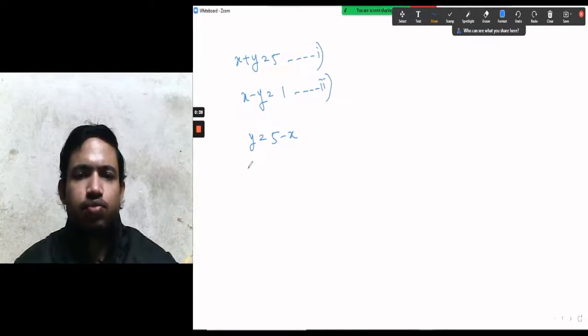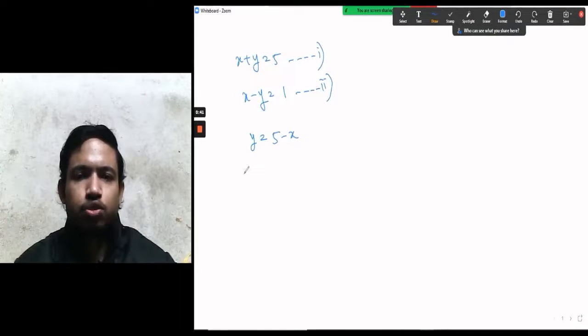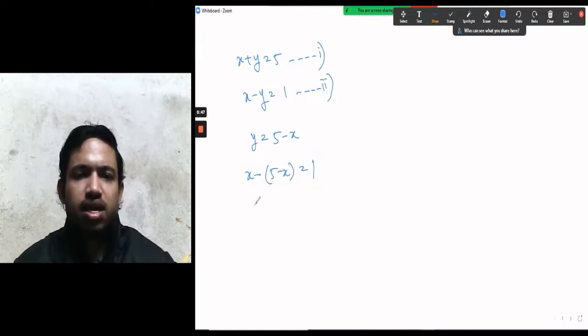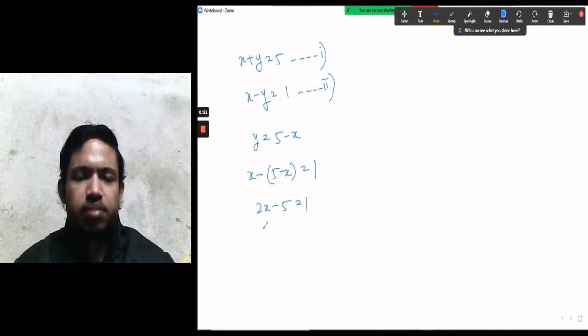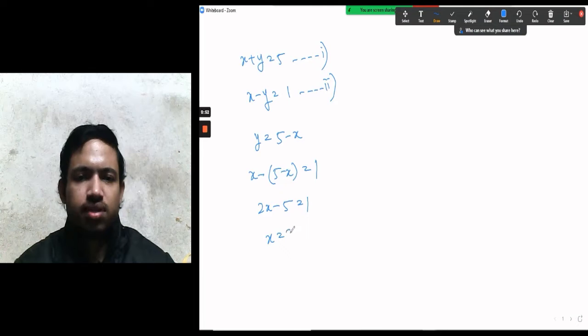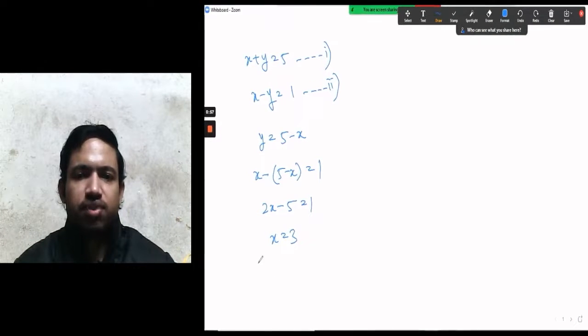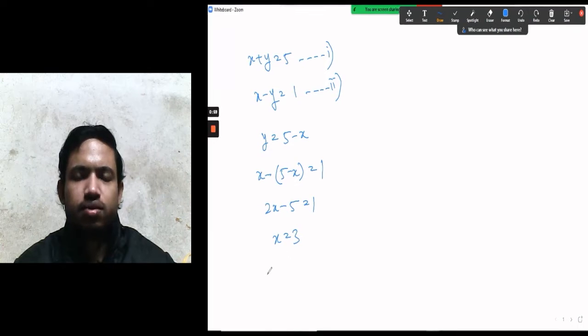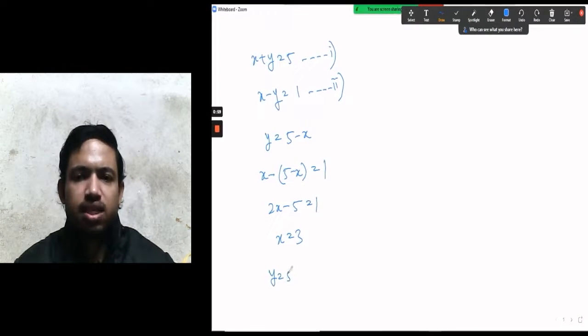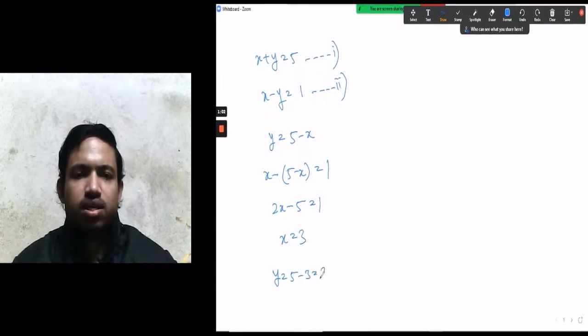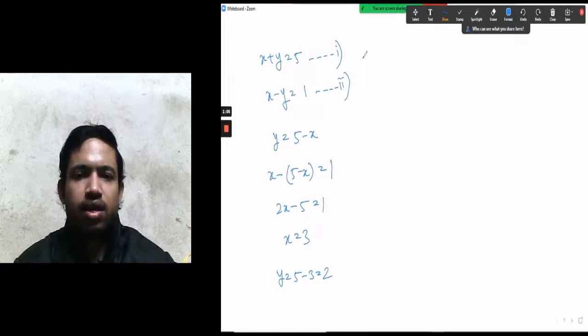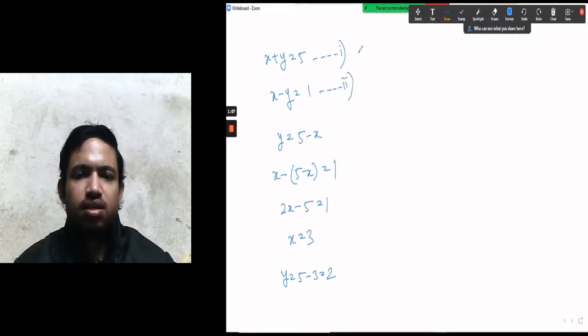Now, substitute this value into equation 2, we get x minus (5 minus x) equals 1, which implies 2x minus 5 equals 1, which implies x equals 3. Substituting the value of x into the first equation, we get y equals 5 minus 3 equals 2. Here we have got a unique solution. Let's see the graphical approach.